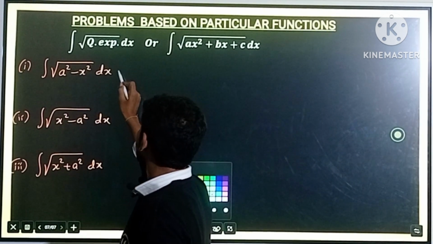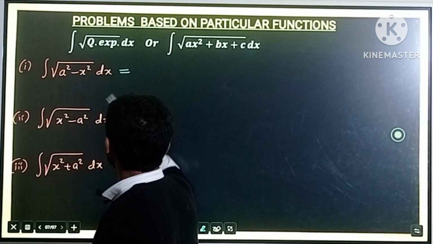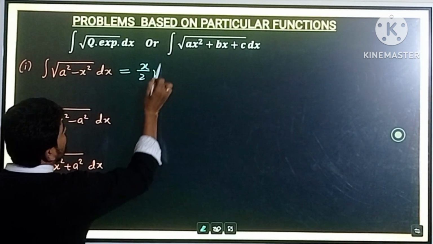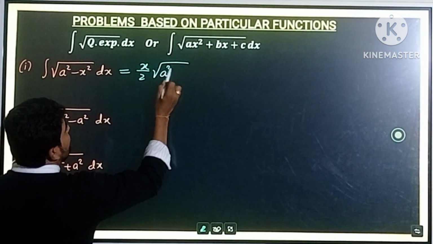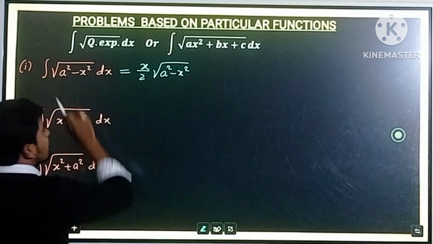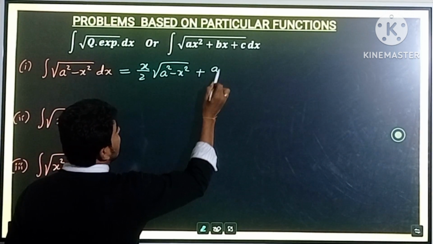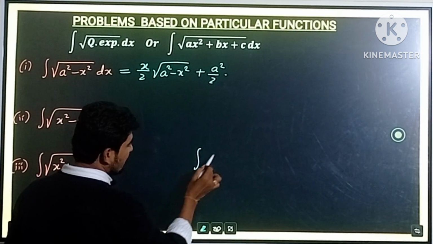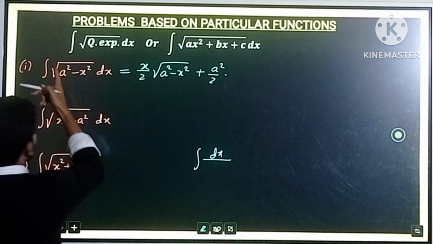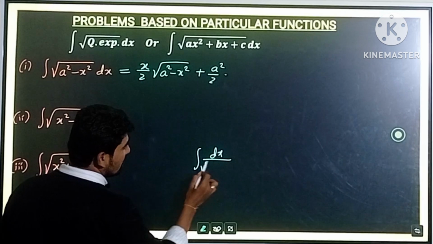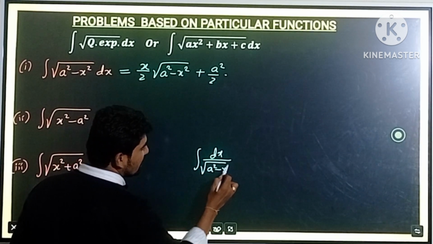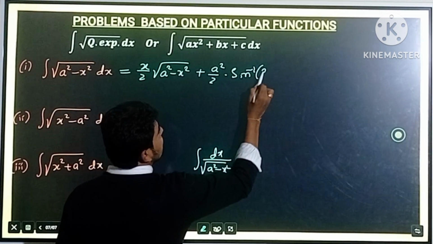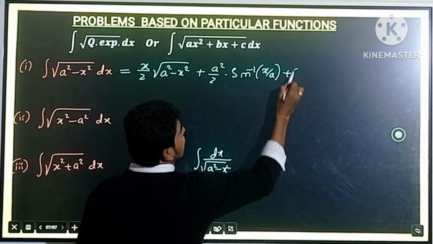The first one: integration of square root of a square minus x square is x by 2 into square root of a square minus x square, plus a square by 2 into the formula for integration of dx divided by square root of a square minus x square, and the formula for this one is sine inverse of x by a plus c.